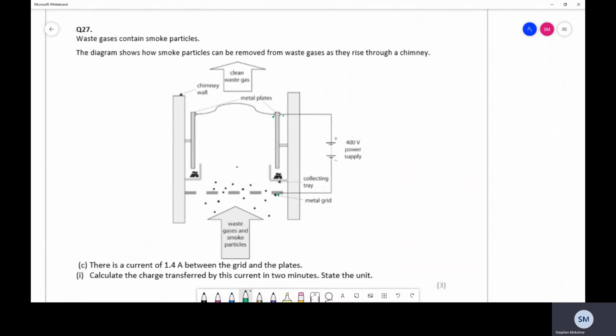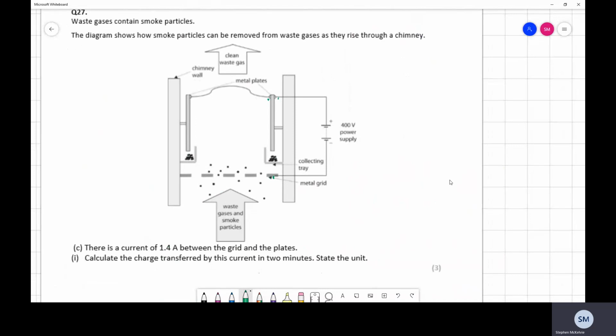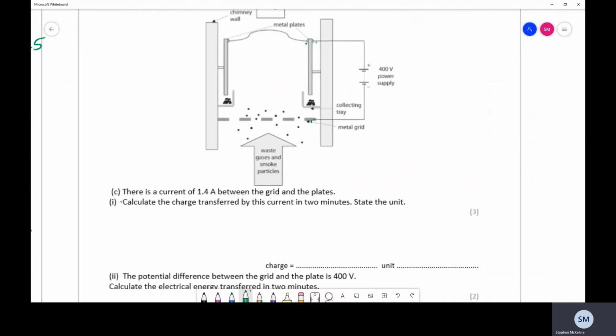And that metal grid appears to be in some kind of a circuit, but I don't really know. Waste gases and smoke particles. That's interesting. There is a current of 1.4 amps between the grids and the plates. So I is equal to 1.4 amps. Calculate the charge transferred by this current. It's asking me to find the quantity of charge in coulombs in 2 minutes.